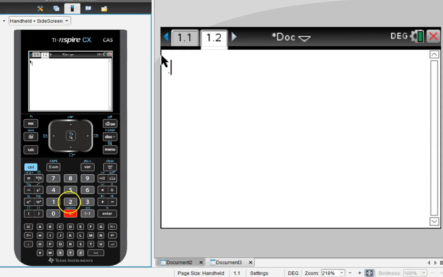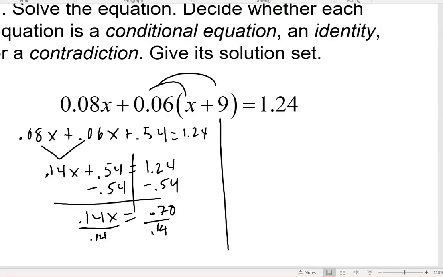0.7 divided by 0.14. It goes in 5 times. So we would just put 5.